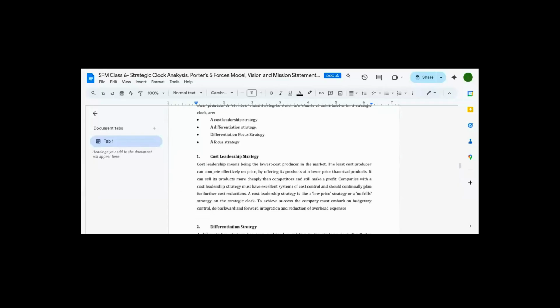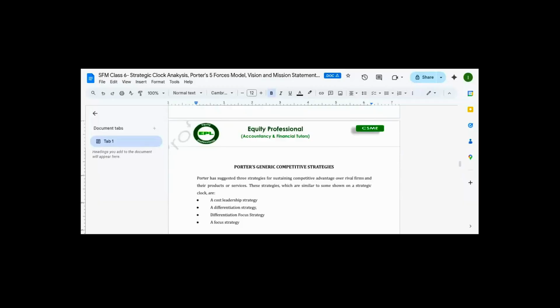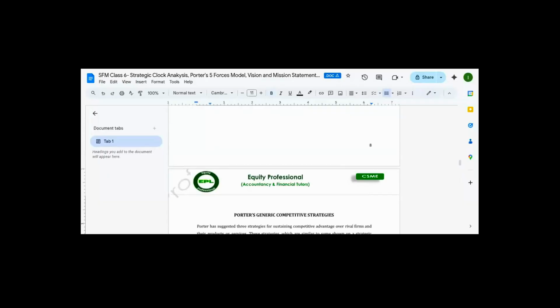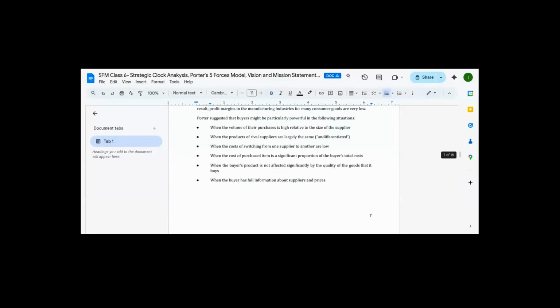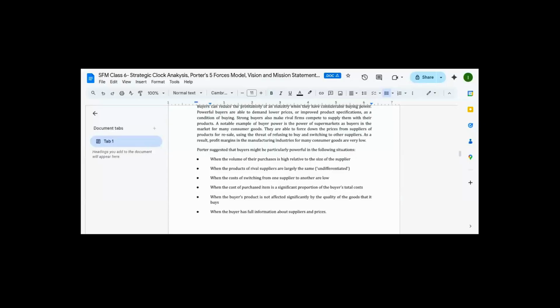Apart from that, we discussed Porter's generic competitive strategy. The generic competitive strategy comprises four strategies that give a company competitive advantage in any industry where they operate. The four strategies are A, cost leadership strategy, B, differentiation strategy, C, differentiation focus strategy, and D, focus strategy. So I use that as a summary of what we discussed today.